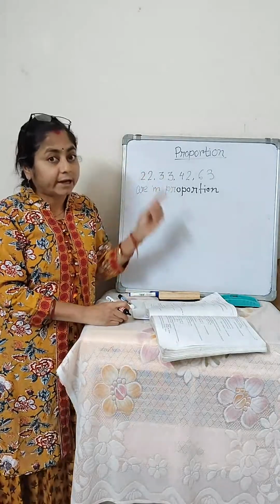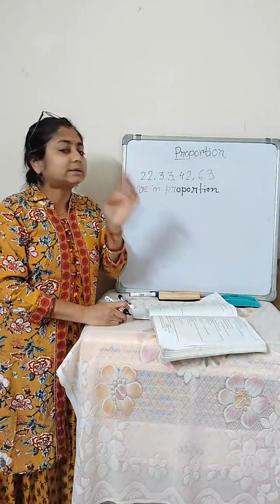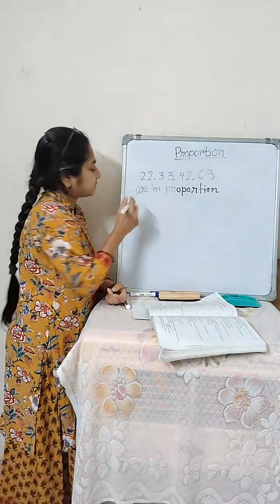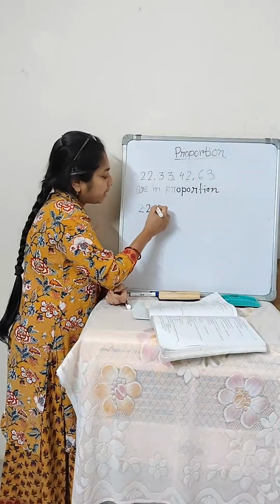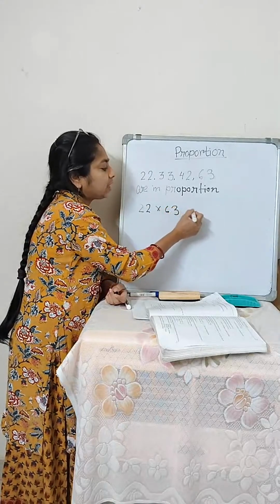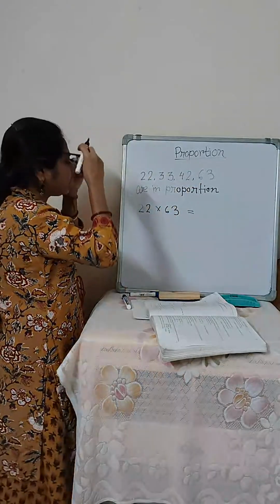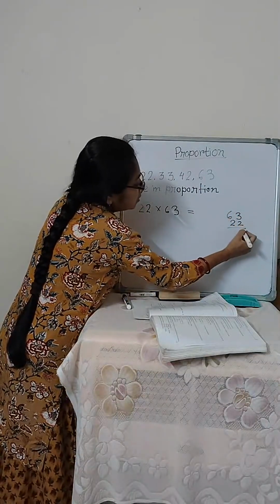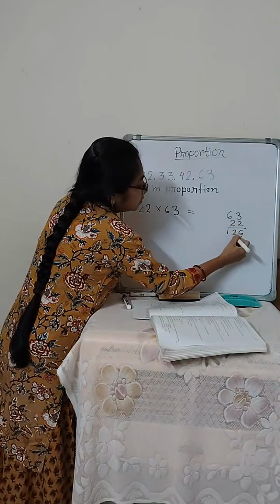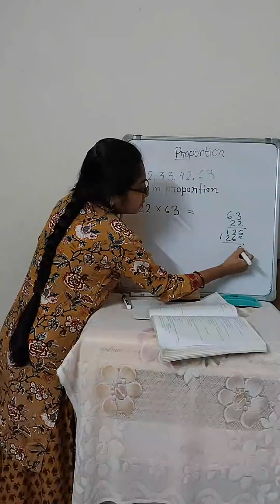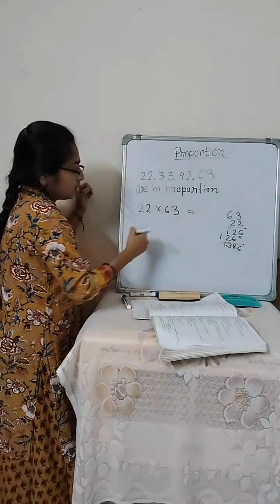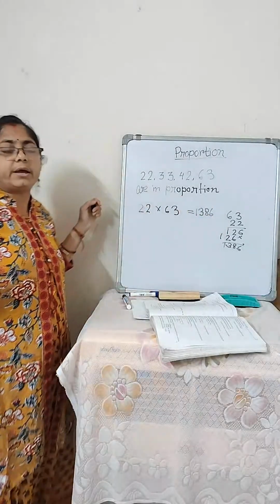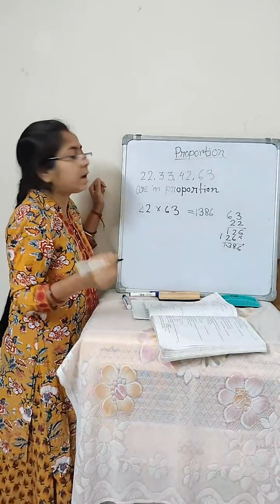So first I check it. Are the two results the same, yes or no? So what is the extreme part? 22 and 63 are the extreme parts. So I write 22 into 63 and find the result. The extreme part value is 1386.